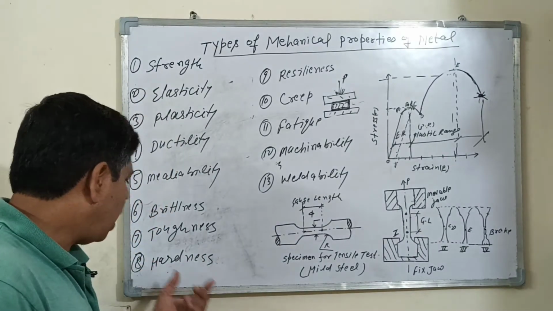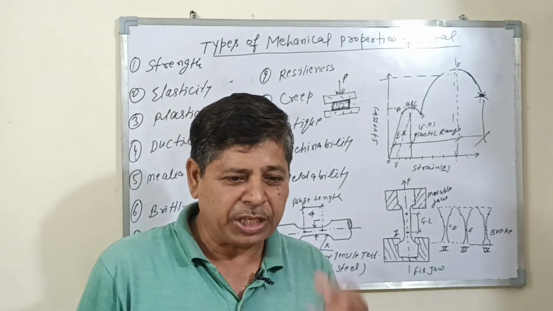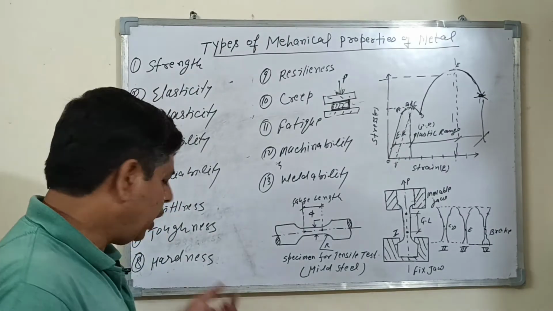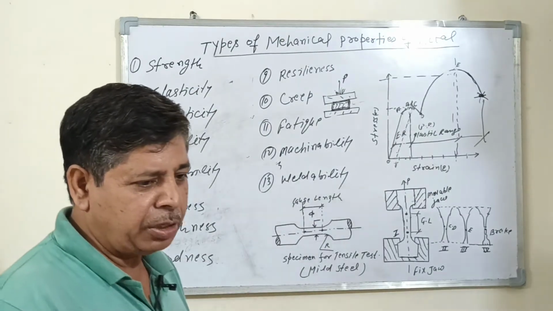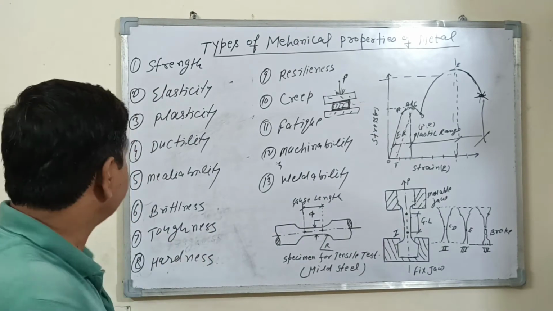Hardness is the property of the material to resist scratching, indentation and cutting by another material. The hardness of the material can be measured by four types of tests. Number one is Brinell hardness.